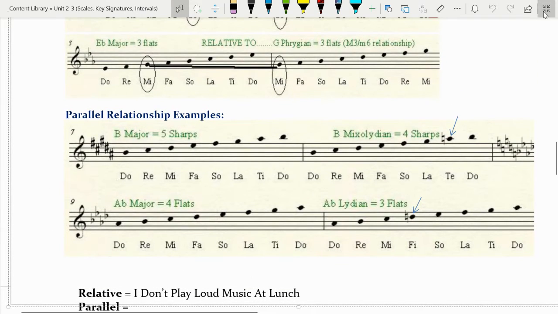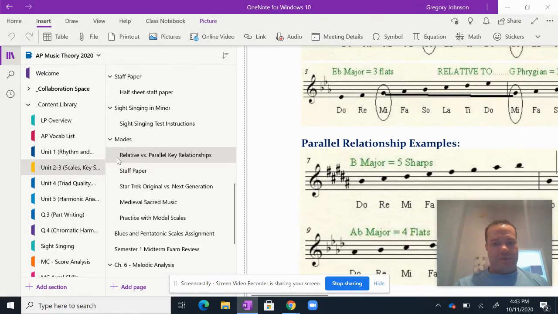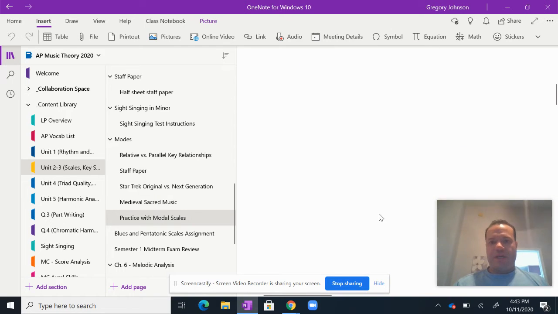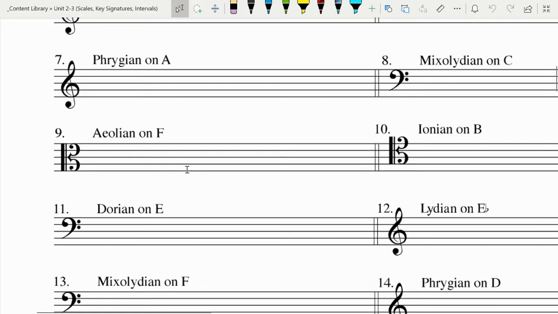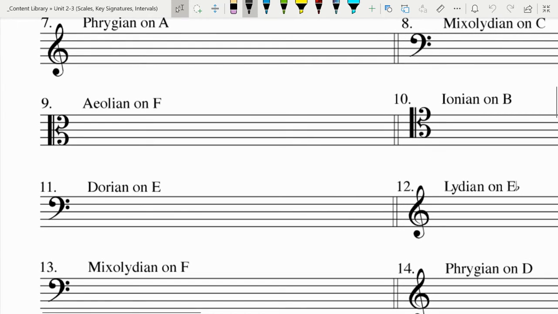Okay, so for the little practice example that you did, the practice with the modal scales, I just wanted to kind of go through a few of these with you in that process. So for Aeolian on F, the first thing that you would need to do always, this is number 9 of actually constructing the scale, you would need to build the F scale. So you'd start here, and then you can decide that you want to just use the key signature of the relative major.